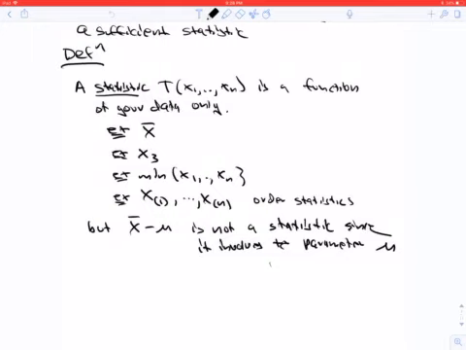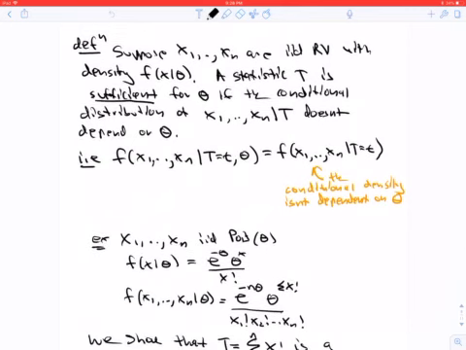So to define sufficiency, we start with the definition of a statistic. A statistic is just a function of your data only. So for example, sample mean, the third observation, the minimum of your x1 to xn, and so on. It can't have any parameter in it. The definition of a sufficient statistic is that x1 to xn conditioned on T doesn't depend on theta anymore. So somehow conditioning on T removes dependence on theta. So in some sense, T contains all the information about theta.